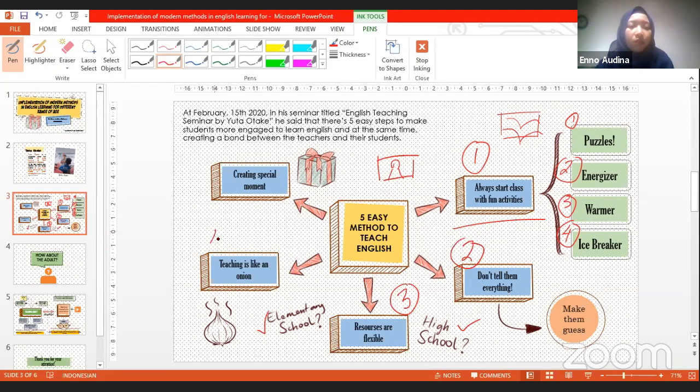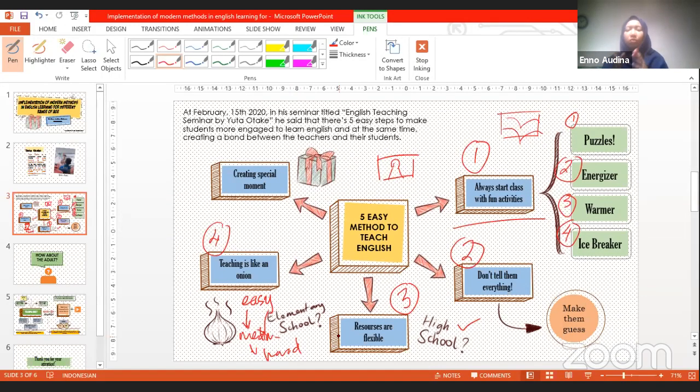And then we can go to the fourth method. The fourth method is teaching is like an onion. When it comes to teaching, you can't just teach everything to the students. You have to understand what kind of students you are teaching, what levels they are on, and so on. Teaching is like an onion. You have to start from easy, and then you can go to medium, and then you can go to hard after that. So you have to understand what kind of students you are facing in your teaching moment.